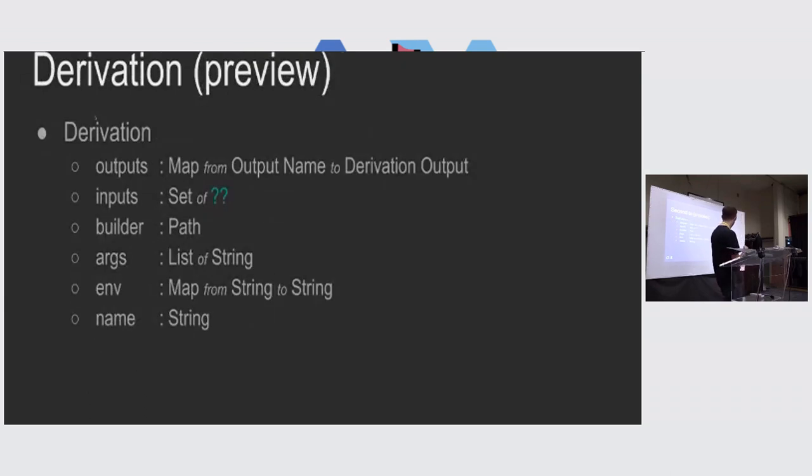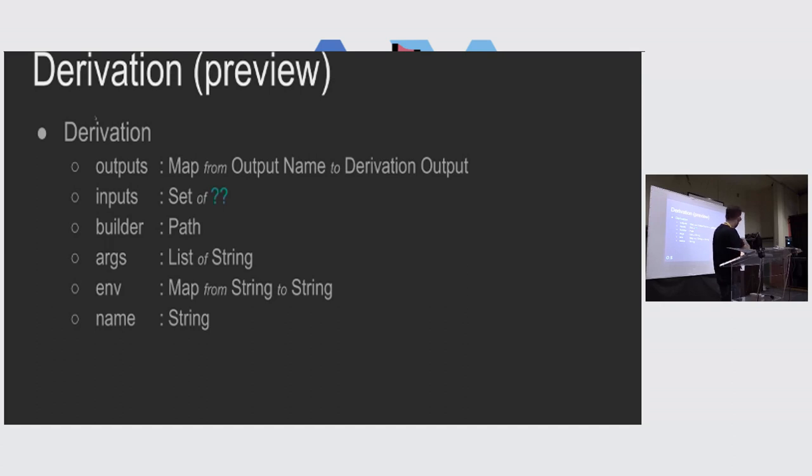Now, the way we want to represent a task is we call it derivation. And a derivation has this sort of structure. There's the outputs, what we want to produce, the inputs, which is a set of something, and then the sort of more Unix-specific stuff. We have a builder, the command that's going to be run, a list of arguments in the classic Unix way, a map of environment variables, and another name.